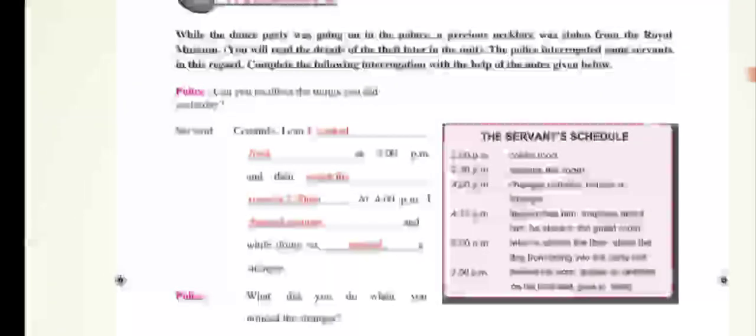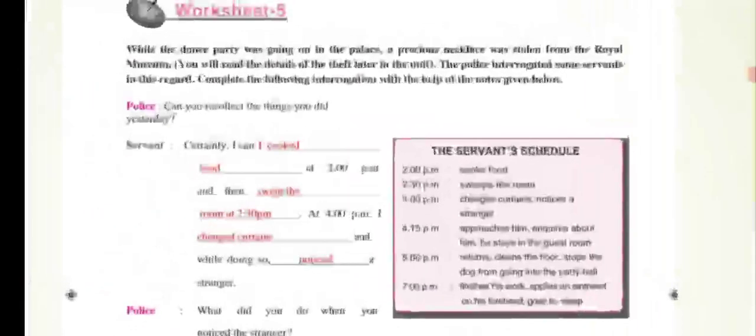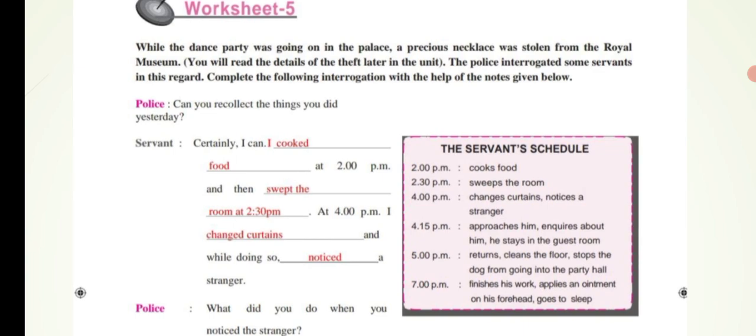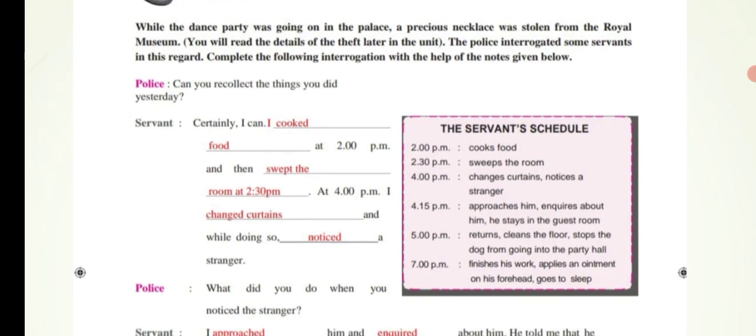The police has come and is interrogating him. Interrogate means asking questions. The first question is, can you recollect? Recollect means remember. Can you recollect the things you did yesterday? Servant: certainly. Certainly means yes, of course. Certainly I can. I cooked food at 2 p.m. Now according to this schedule only, this dialogue is to be completed. I cooked food at 2 p.m. and then swept the room at 2:30 p.m. At 4 p.m. I changed curtains, and while doing so noticed a stranger.